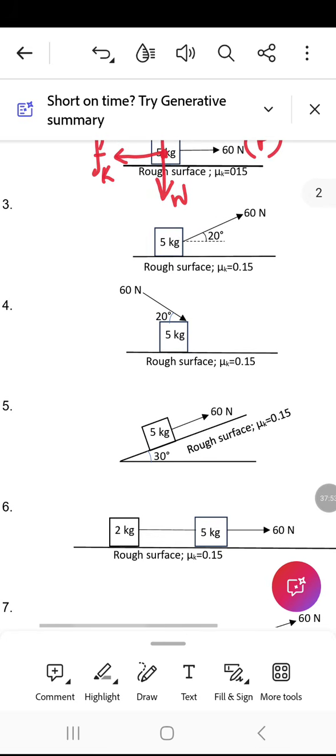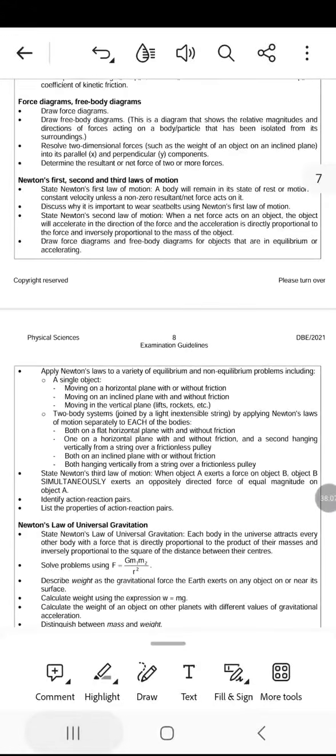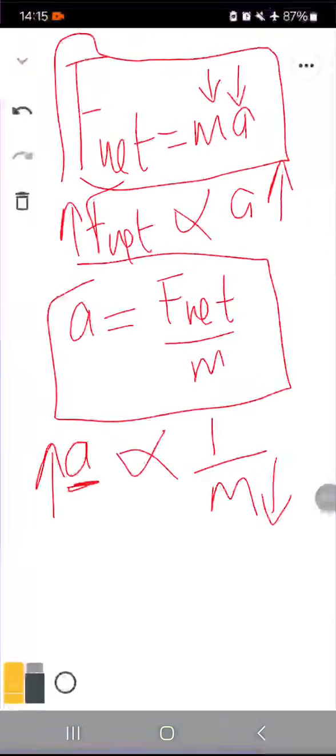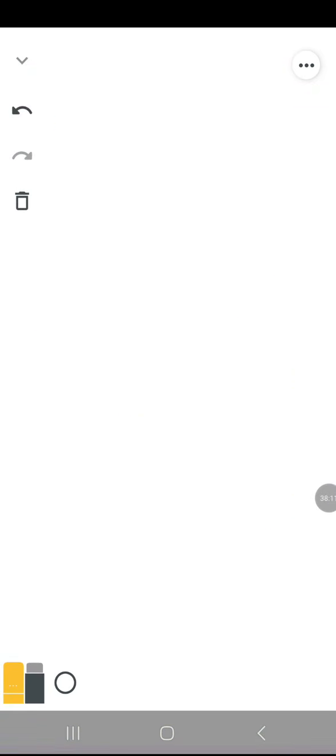Let me go to my whiteboard here. This one is very easy to draw because, guys, when you're drawing a free body diagram, just draw it as it is given on the diagram. We are doing scenario number 3, question 3, diagram number 3.